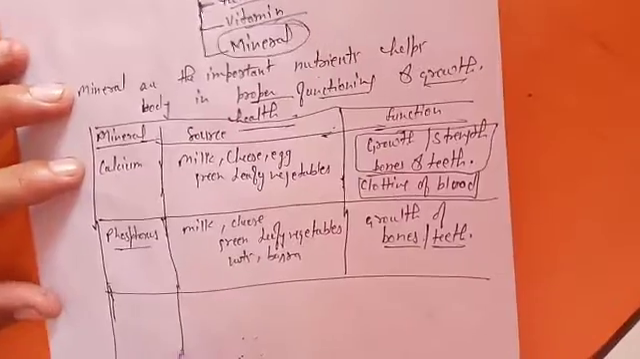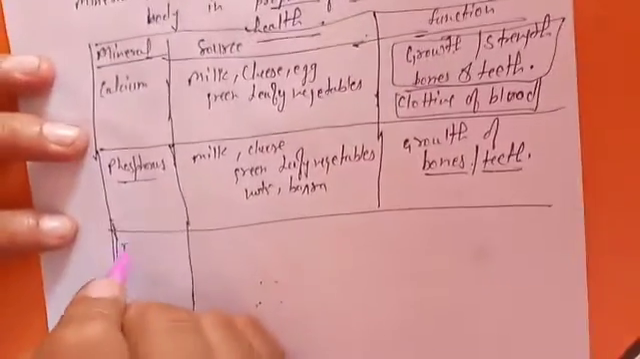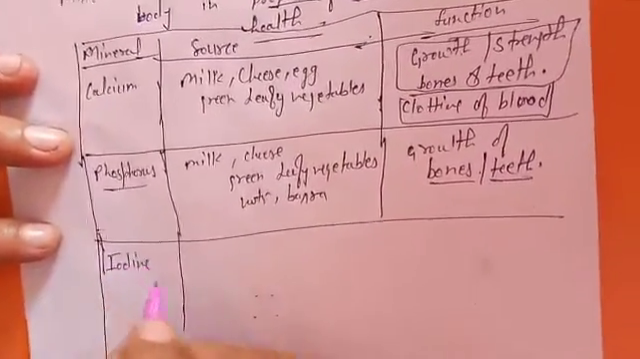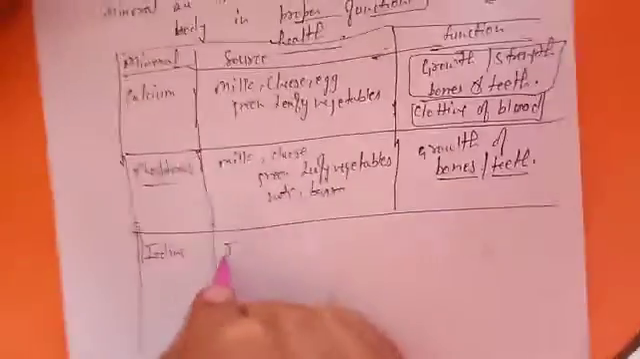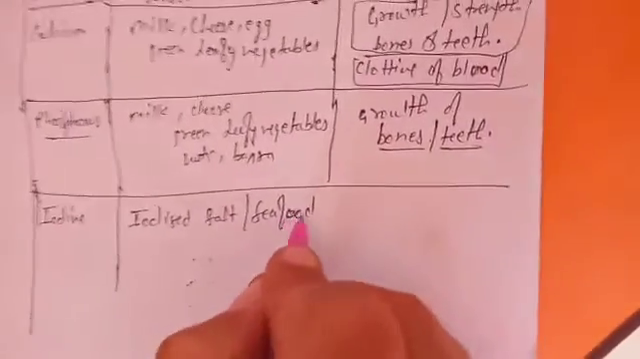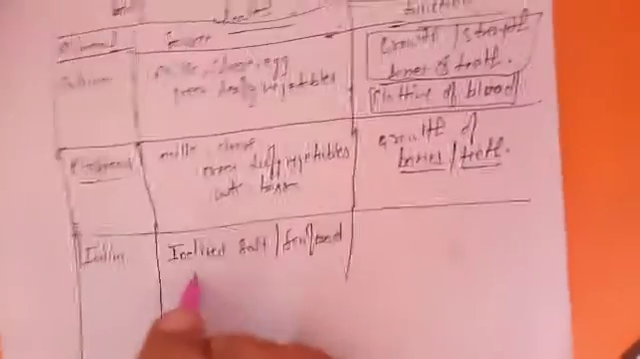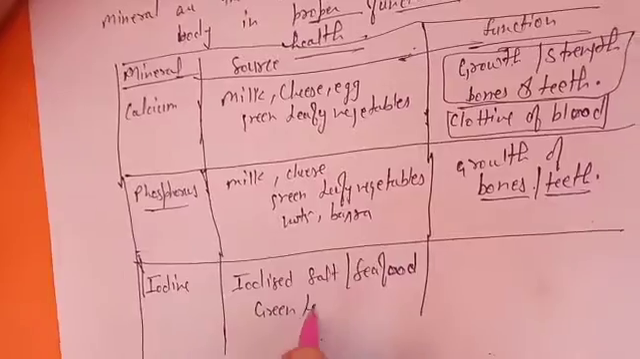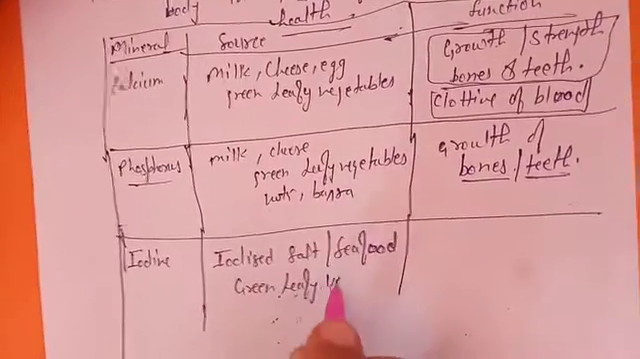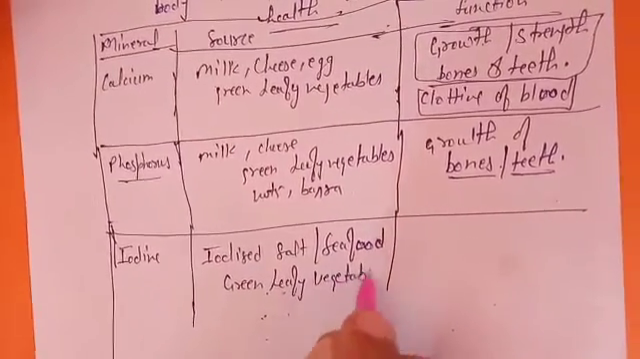Now next one is iodine. You can get it from iodized salt. Seafood is also a rich source for that, and green leafy vegetables. These are the rich sources for iodine.